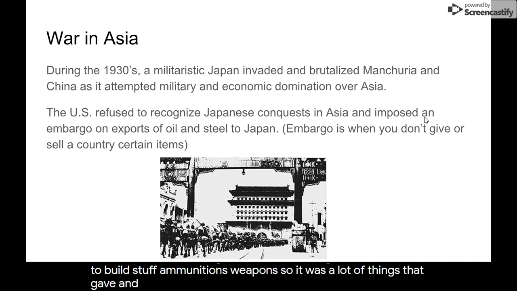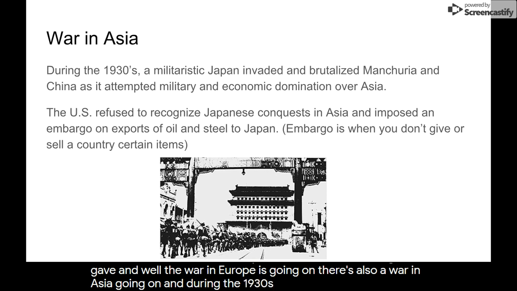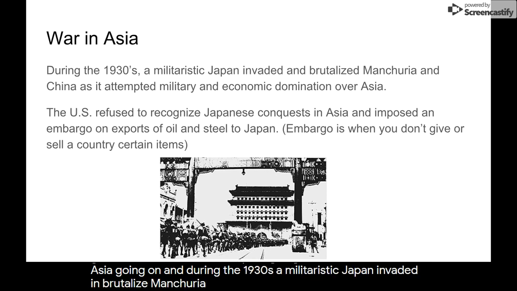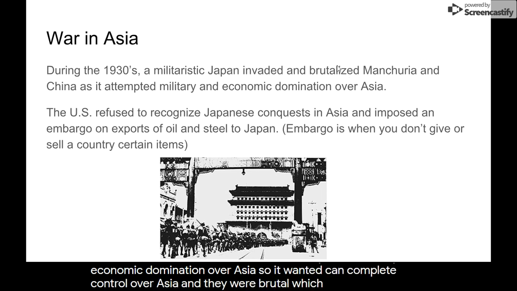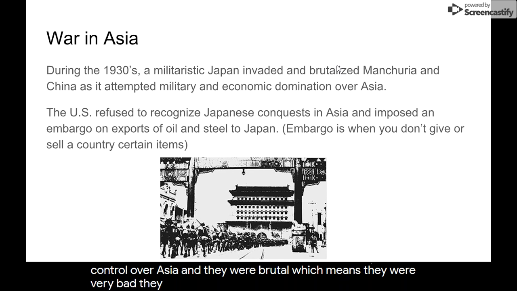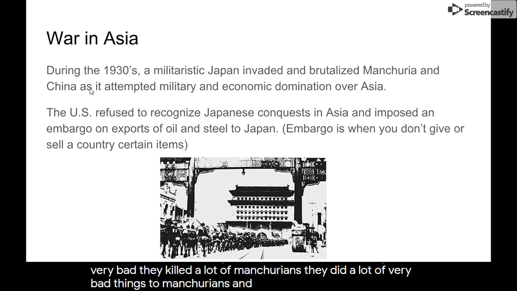And while the war in Europe's going on, there's also a war in Asia going on. During the 1930s, a militaristic Japan invaded and brutalized Manchuria and China as it attempted military and economic domination over Asia. So it wanted complete control over Asia, and they were brutal, which means they were very bad. They killed a lot of Manchurians. They did a lot of very bad things to Manchurians and Chinese.